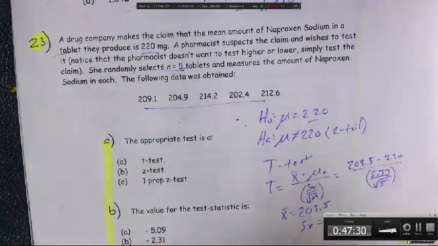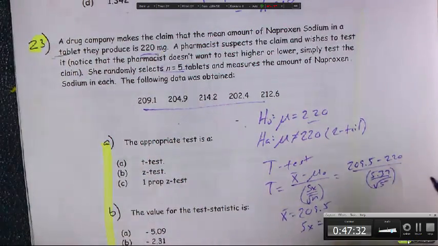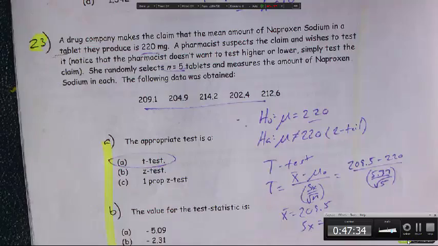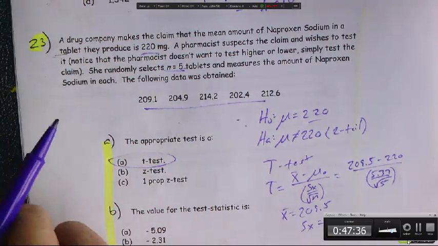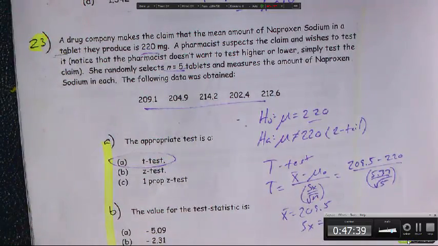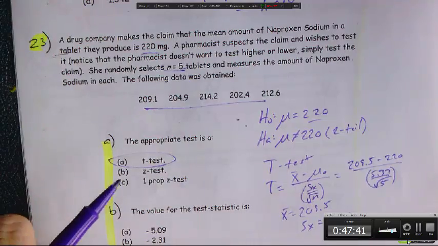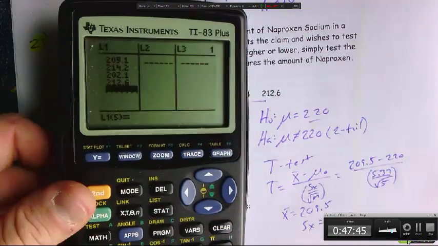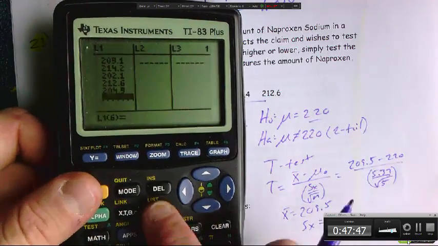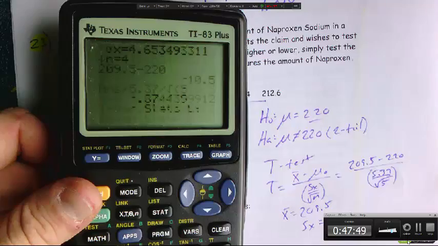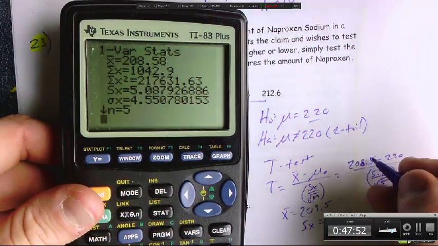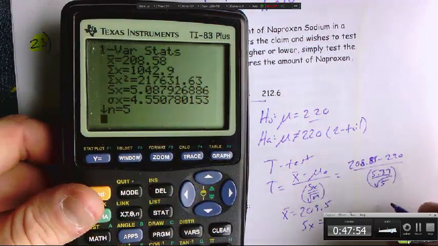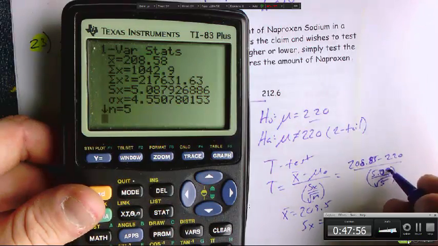I had made a mistake somewhere. Give me one second. First off, this is a t-test. Let me check what I have in the list. 209.1. Oh, I have left out one of my terms. I have left out the 204.9. So typing 204.9 in gives us a mean of 208.85, and a standard deviation of 5.09.